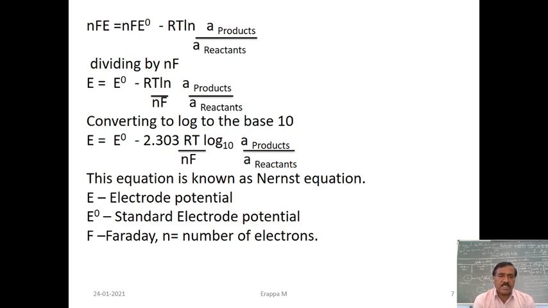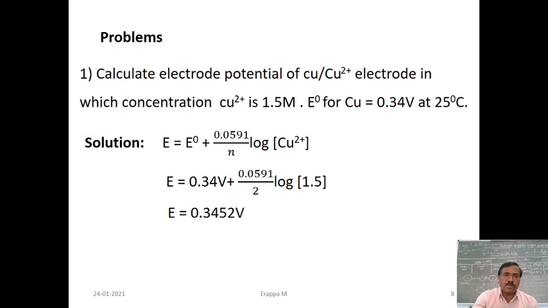E is the electrode potential, E naught is the standard electrode potential, F is the Faraday, and n gives the number of electrons. That is the derivation of the Nernst equation based on the free energy concept.